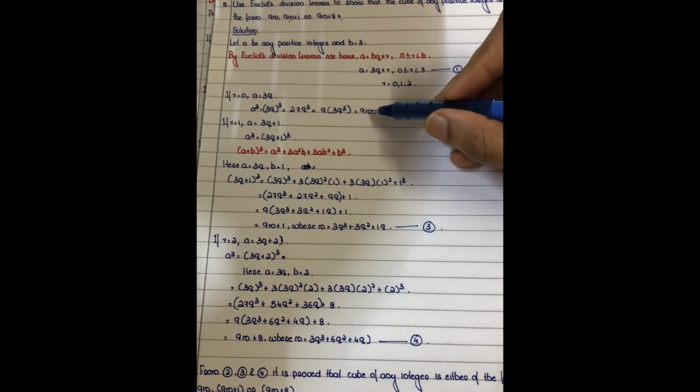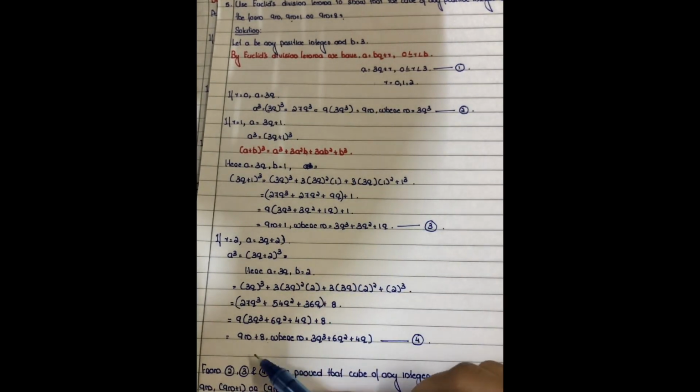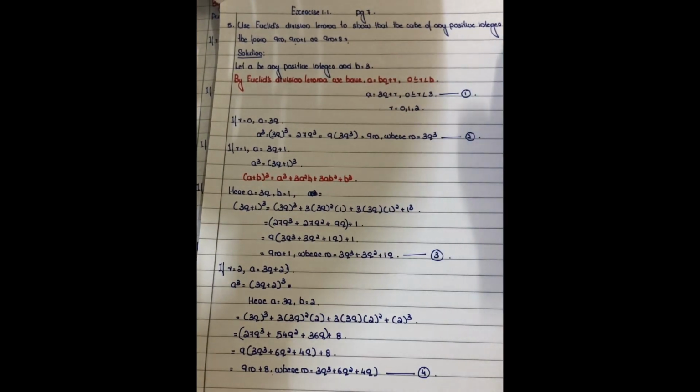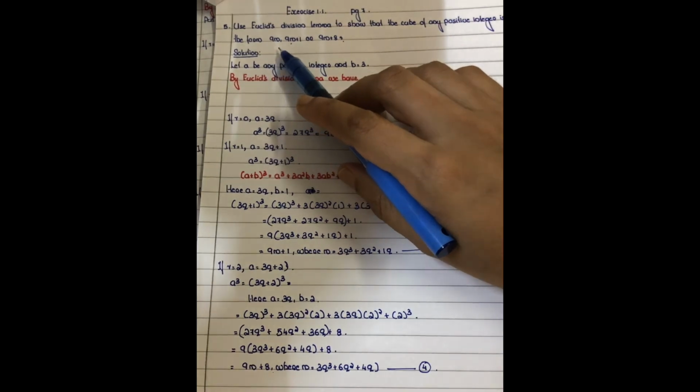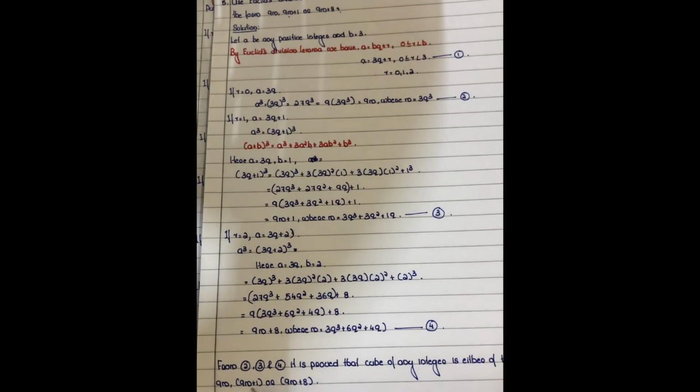Now from equation 2, 3 and 4, it is proved that cube of any positive integer is of the form 9m, 9m plus 1 or 9m plus 8.